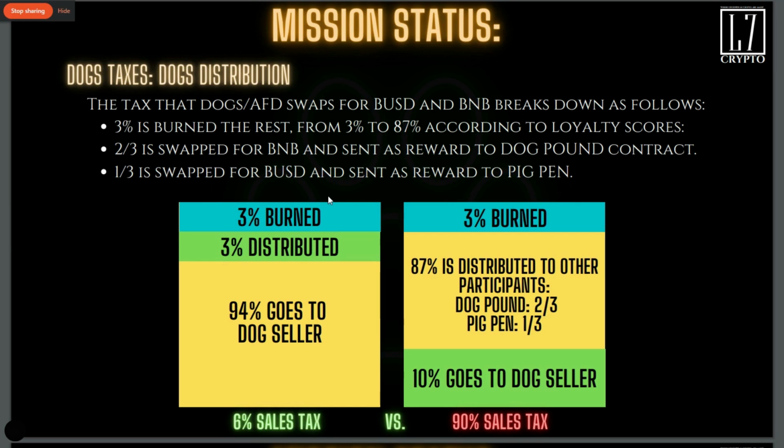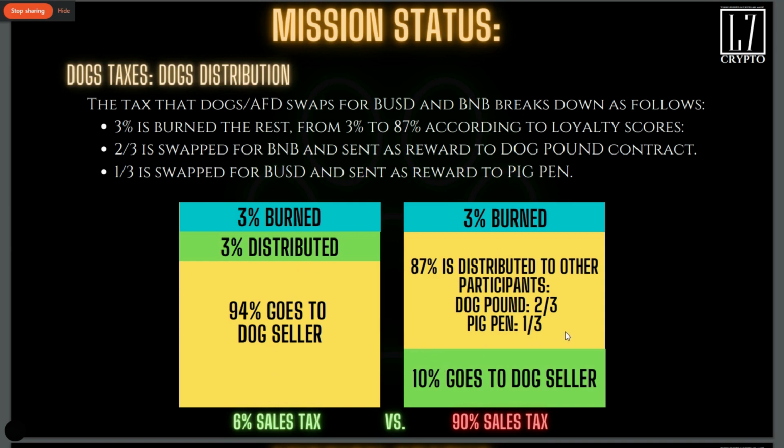Now, boom. So when somebody has taken their time and got their tax down from the 90% to the 6%, this is how it would work. Out of the 6% sales tax, 94% of that is going to go to the seller. 90% of the rewards are going to go to the seller, 3% is going to be distributed to the other participants, and then 3% will be burned.